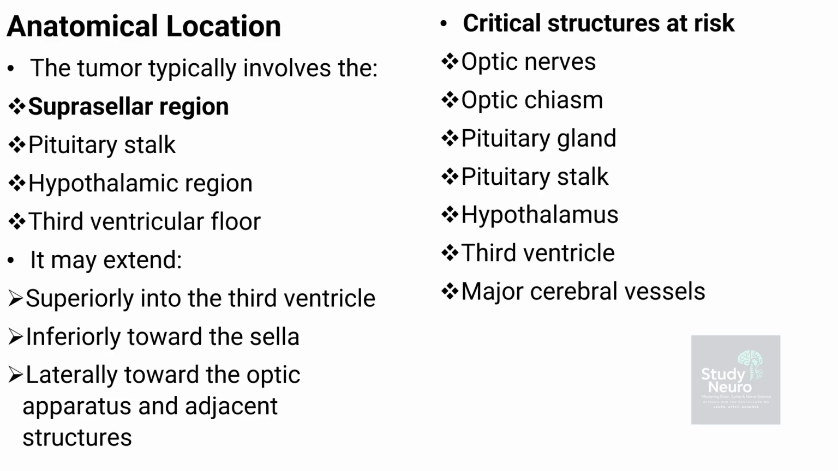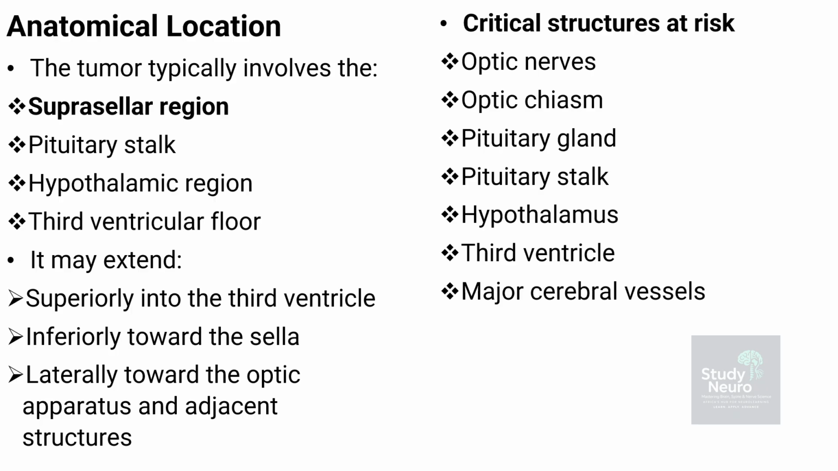Papillary craniopharyngioma typically arises in the suprasellar region, often involving the pituitary stalk and extending toward the hypothalamus or floor of the third ventricle. Its location places it close to critical structures. Anatomy matters. As the tumor grows, it may extend upward into the third ventricle, downward toward the sella, or laterally toward the optic apparatus and nearby structures. These growth patterns help determine the extent of surgical exposure and the potential risks of treatment.